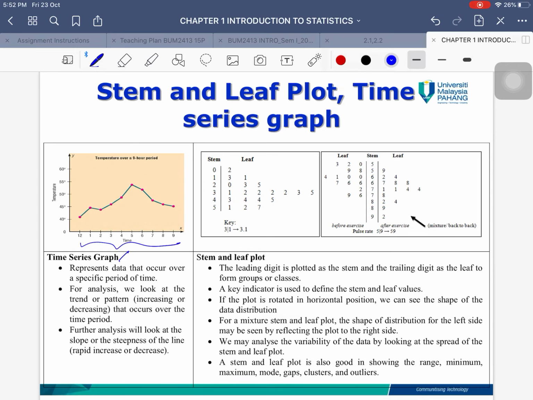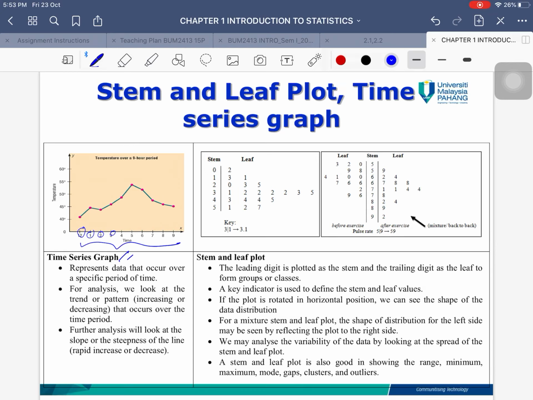This is called the time series graph. You use this when you have time on the x-axis, and you want to see what happens over time gradually. So that is the purpose of the time series graph. For example, you want to have a look at the number of COVID cases since the first outbreak. What happened during the first month, second month, third month, fourth month. You want to see the pattern, so you can use the time series graph.